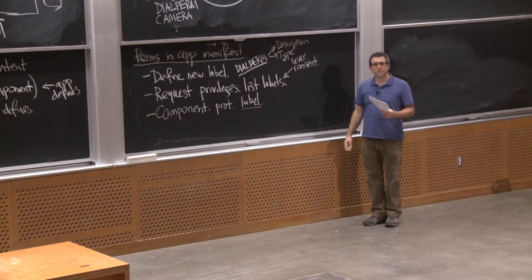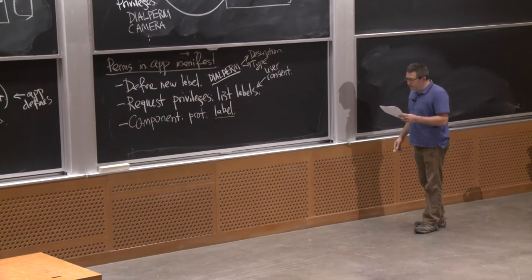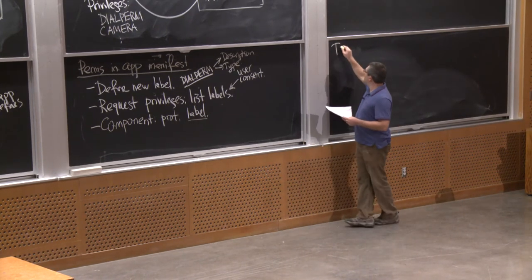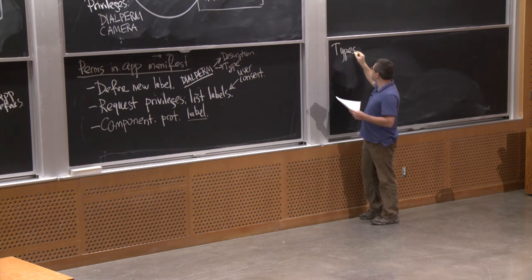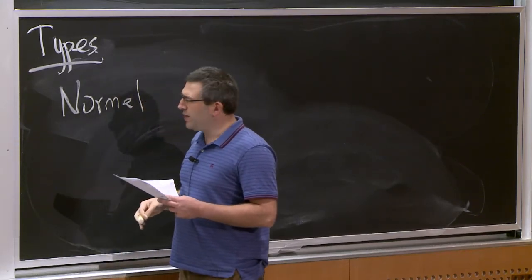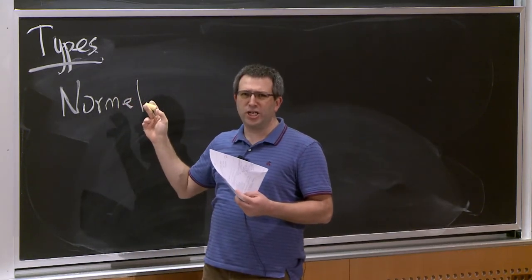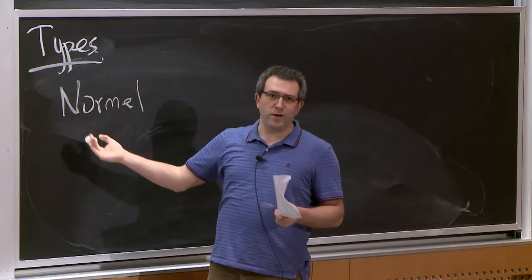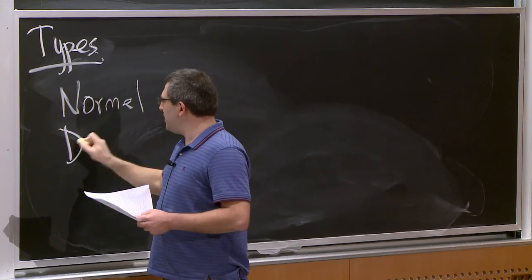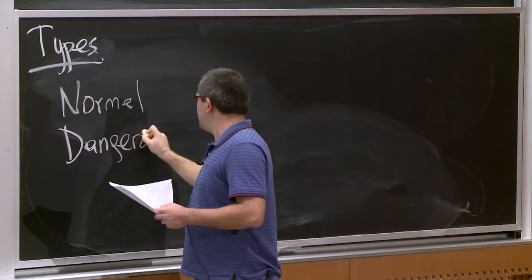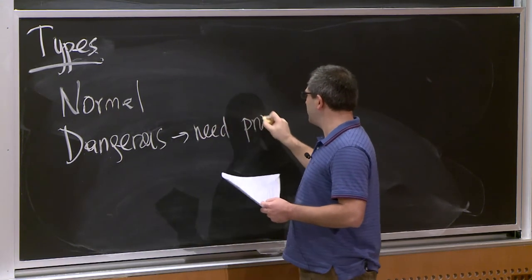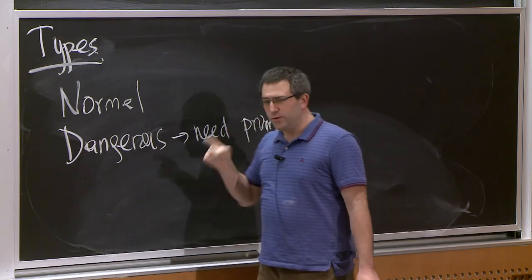Other questions? OK, so let's talk a little bit about these different types of permissions. In Android, there are three types of permissions that they talk about. They have normal permissions, which they say are not super important. These are things like change the wallpaper on your phone or change the ringtone, things that they basically don't even prompt the user for. Then there are dangerous permissions. These are things that you actually need explicit consent or a prompt from the user. So the user must say yes.